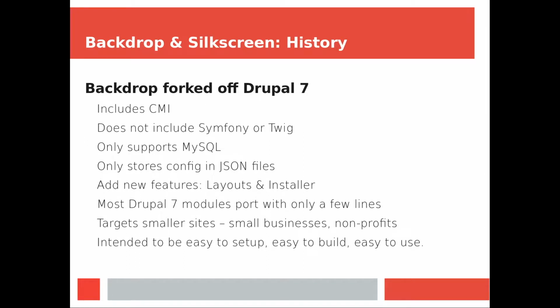So first off, Backdrop, if you haven't heard of it, forked off of Drupal 7 while Drupal 8 was being put together. Jen and Nate Lampkin realized that Drupal 8, for all the power that it was going to have, was also going to be a lot more complicated, and they wanted to keep something that was more novice developer friendly. So they, at a judicious point in the Drupal 8 development, forked off, kept CMI, but didn't keep Symfony or Twig. They reduced it down to just MySQL and storing the config in JSON files, and that was as much for keeping the code base simple as a smaller project.